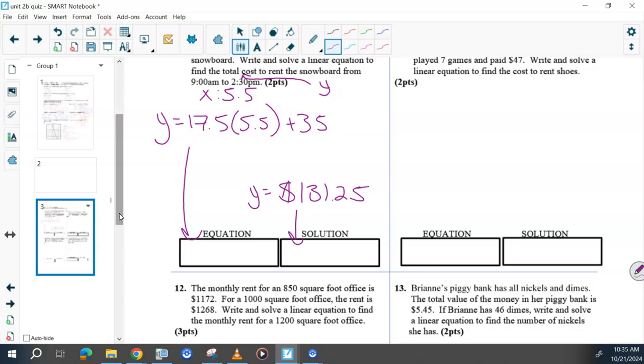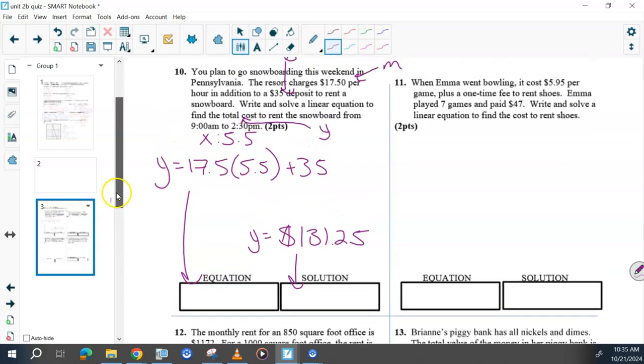Questions on that? So did you get the equation correct? Did you get the solution correct? Yes. So for the hours, you would have just counted 10. From 9 to 10 is 1, 11, 12, 1, 2, and then a half, yes.